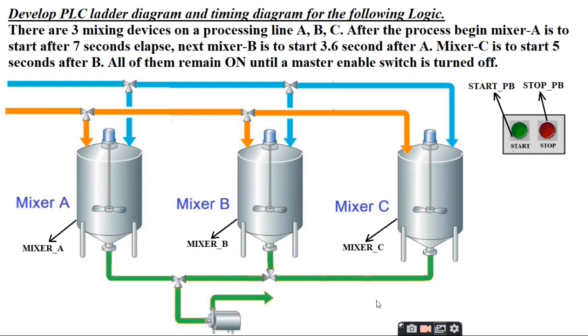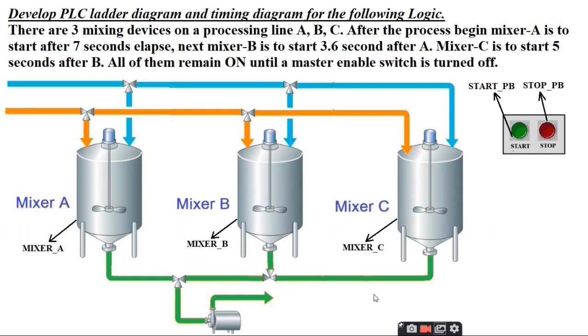For this particular problem, we are designing the PLC ladder diagram. There are three mixers, mixer A, mixer B and mixer C. Mixer_A is the variable used in PLC ladder diagram, and Mixer_B is the variable used for mixer B, and for mixer C it is Mixer_C. So let's denote start as Start_PB, that is push button, and stop as Stop_PB. Stop_PB is nothing but the master enable switch. The overall system turns off after pressing this stop button. So let's go ahead to CoDeSys to design the ladder diagram for this particular problem.